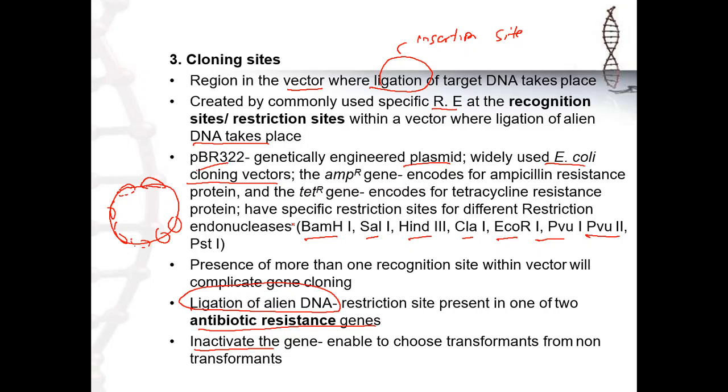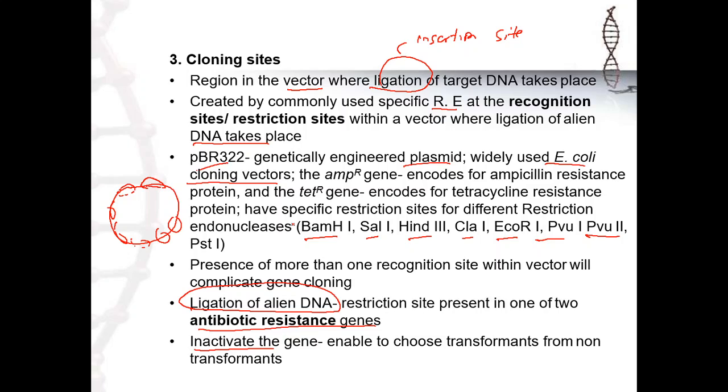Inactivate, no? So, inactivate the gene, enable to choose transformants from non-transformants. For example, ang isang organism, resistant siya sa chloramphenicol, so sa ampicillin, pag niremove natin yung gene na yan na resistance against sa ampicillin, dyan sa DNA structure as a gene, so yung resulting na mga anak niya, mamamatay na ngayon yan sa ampicillin kasi hindi na sila resistant. Yun.